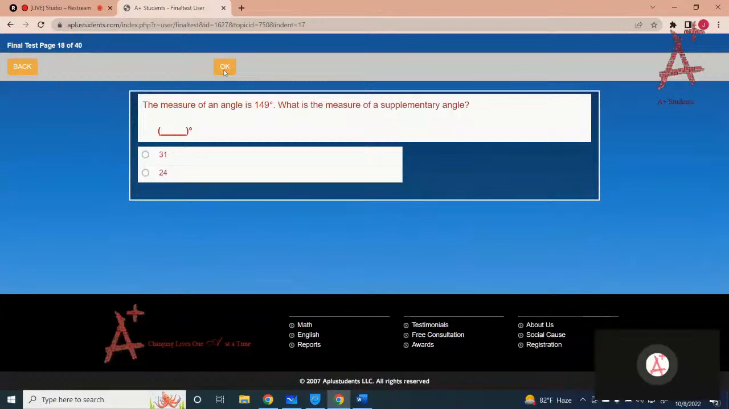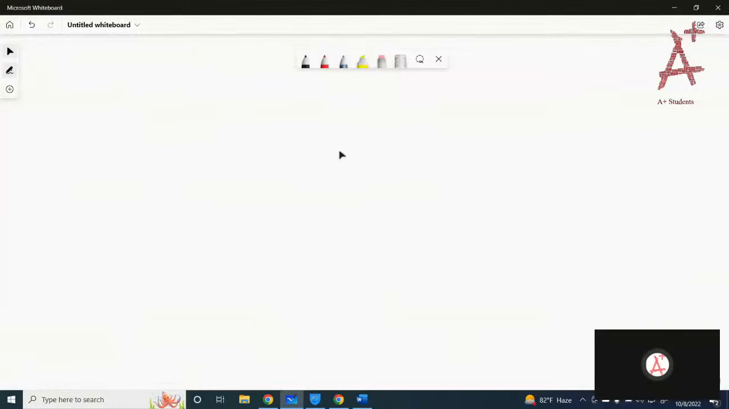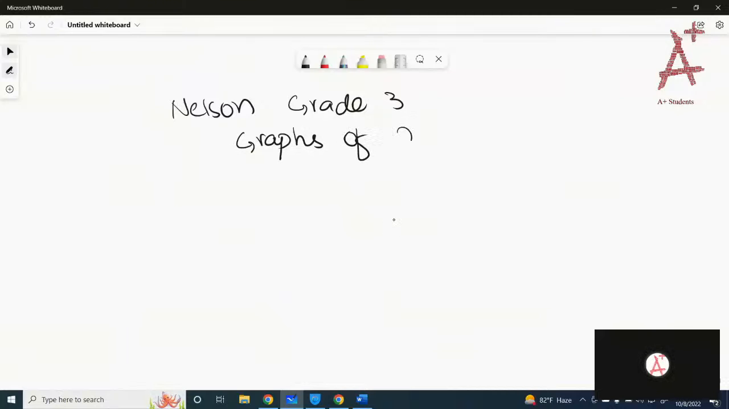So the next topic we're going to start is from the book. I'm going to follow the book, that is Nelson Grade 10 Maths. So please make sure you are following the same book. I'm going to start with chapter 3, that is graphs of quadratics. We are going to do the very first topic, that is 3.1, exploring quadratic relations.